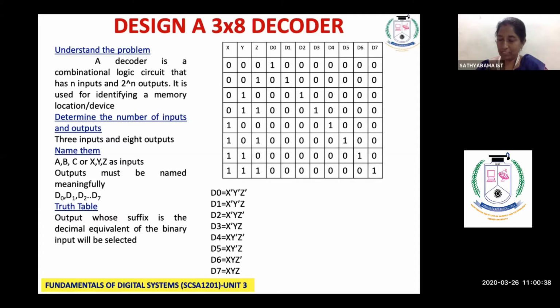This microprocessor is the central processing unit. This central processing unit has to communicate with the peripheral devices. So the peripheral devices can be a keyboard, a mouse, a printer, RAM, ROM. These are all peripheral devices, correct?